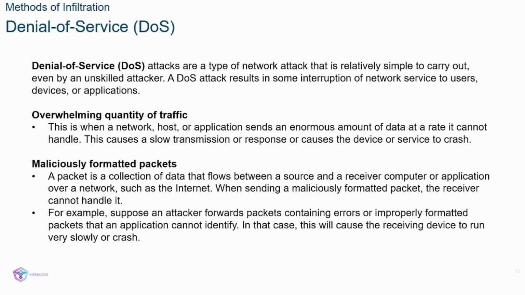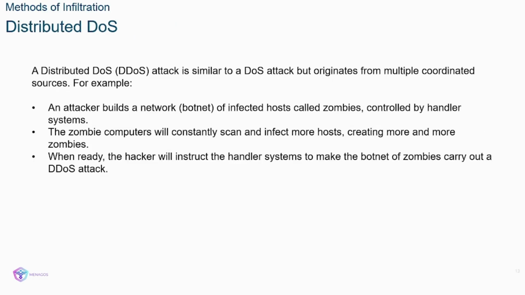These overwhelm systems with so much traffic that they slow down or crash. Imagine trying to get into a store, but a huge crowd blocks the entrance. That's a denial of service attack in action. A distributed denial of service attack is like that same crowd, but multiplied across thousands of locations. Hackers use botnets, networks of infected devices, to flood a target. What makes it hard to stop is that it's coming from so many sources at once.